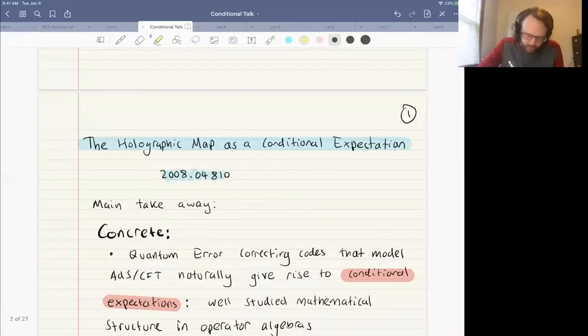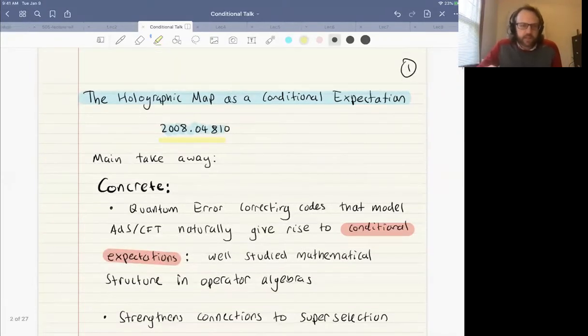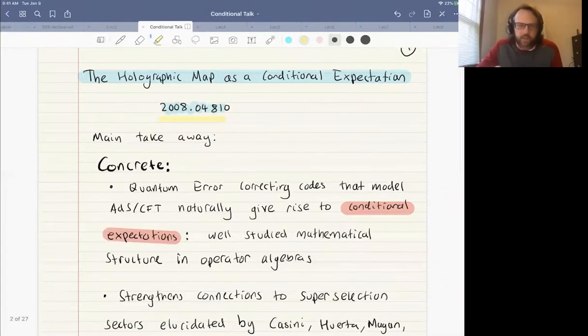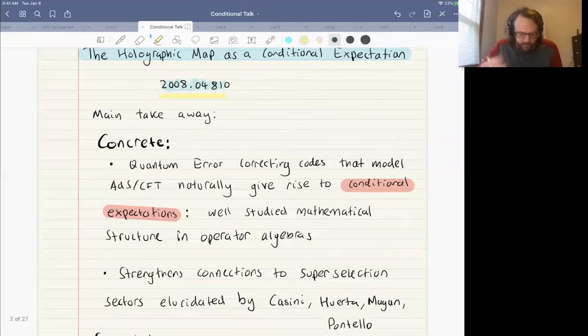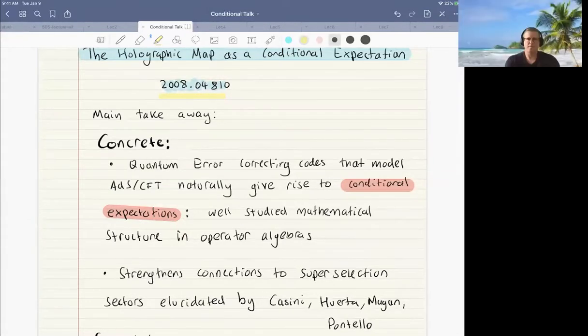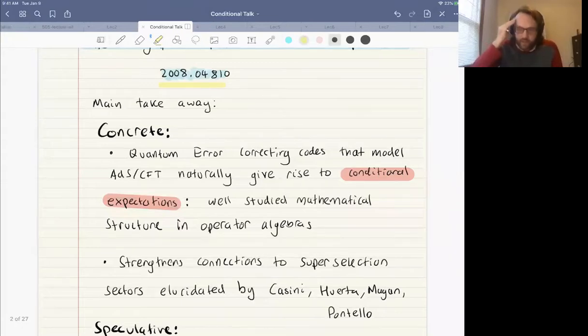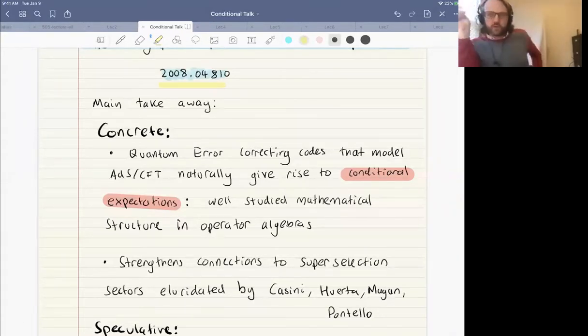So I'm going to tell you about this paper that I put out recently, and there's a few takeaways that I'll summarize now. There's some concrete things which are kind of simple observations. The first observation is that the quantum error correcting codes that have been put forward, or some of them at least, as a model of AdS/CFT, naturally give rise to this mathematical structure called a conditional expectation. And this is a well-studied mathematical structure in operator algebras, for example. So that's really just a simple observation starting from well-known results, and that allows you to rederive some of the well-known results very quickly.